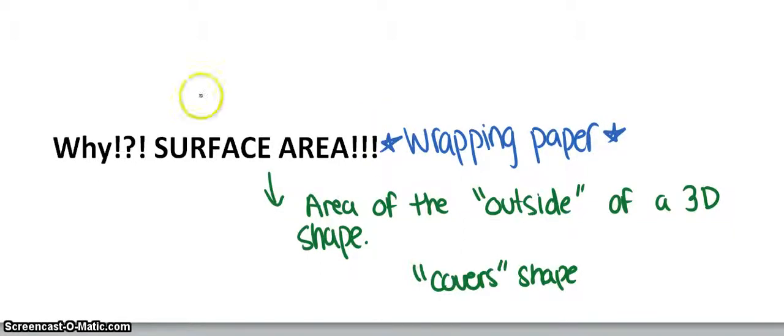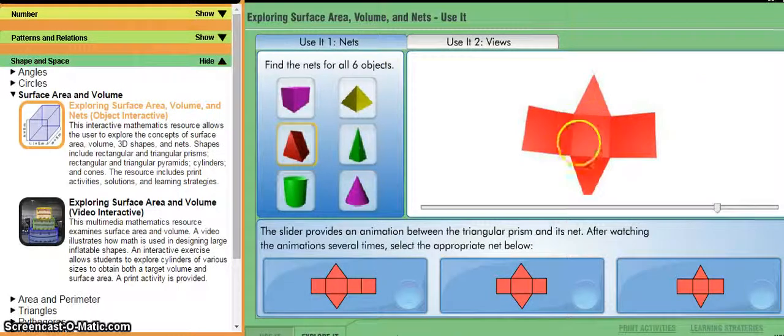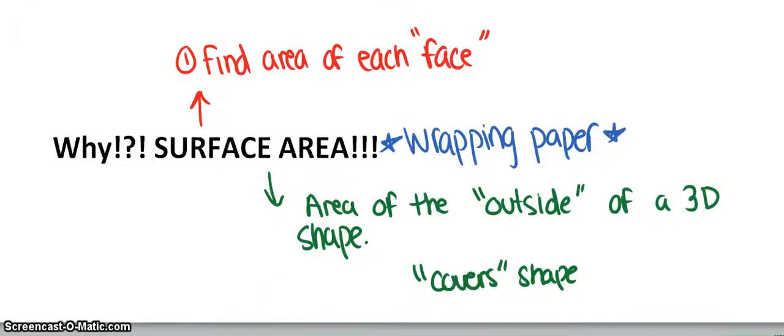And in order to find surface area, I guess step 1 is find the area of each face. And a face is just the shapes that surround it. So like one of the faces would be this triangle. That's a face. This rectangle is its own face. This one's its own face, so on and so forth. And then step 2, add up the area of all the faces.